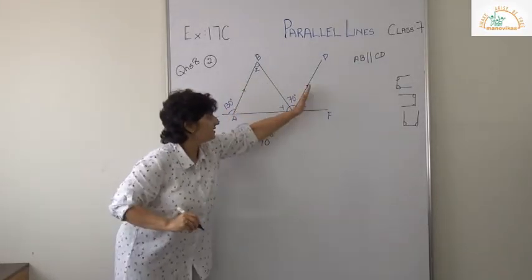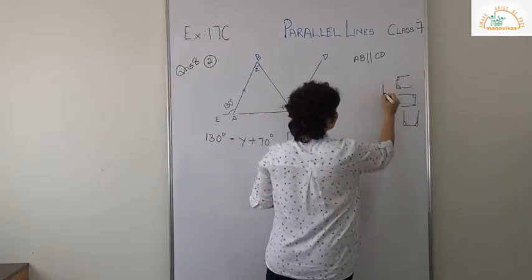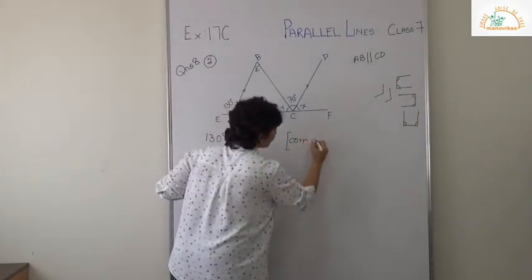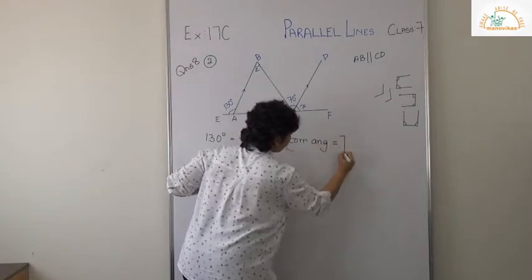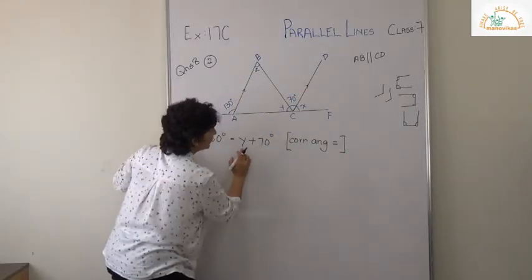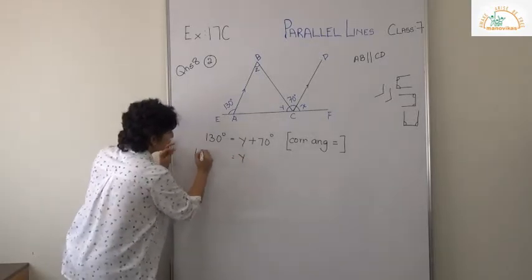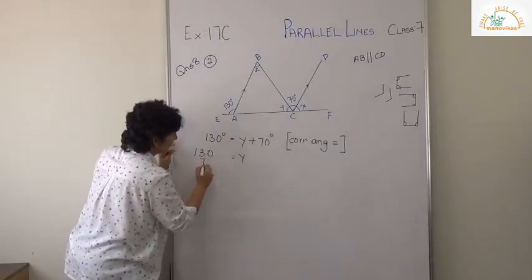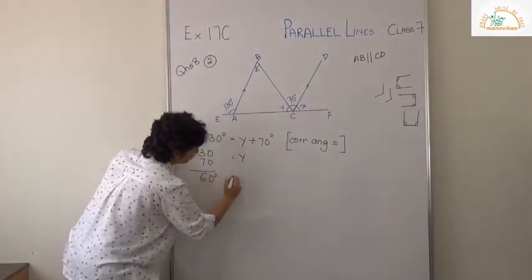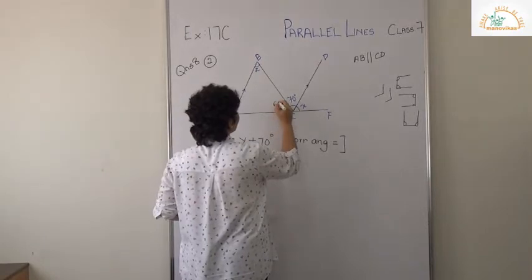Correct? Now this and this if you take. Now what is my reason? Both give you this L shape I said. Correct? So these are corresponding angles. Corresponding angles are equal. Right? So see here, children, like this and these two, that is why I am adding Y plus 70. Now I know that Y is equal to 130 minus 70. So what do I get? 60 degrees. So I know my Y is equal to 60 degrees.